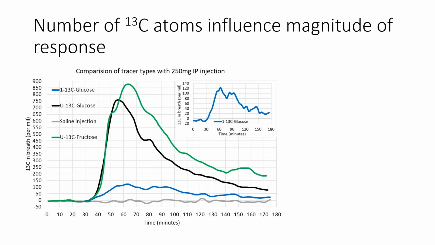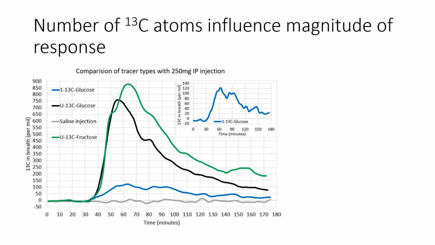One additional factor one must account for is the number of carbon-13 atoms in the tracer. The more carbon-13 atoms, the greater the signal for a given dose. We therefore need to account for this. To do so, simply divide T by the number of carbon-13 atoms. In this example, the U-carbon-13 glucose tracer has 6 carbon-13 atoms, while the 1-carbon-13 glucose tracer has 1 carbon-13 atom. Note how the magnitude of the carbon-13 trace for the U-carbon-13 glucose tracer is almost exactly 6 times that of the 1-carbon-13 tracer.